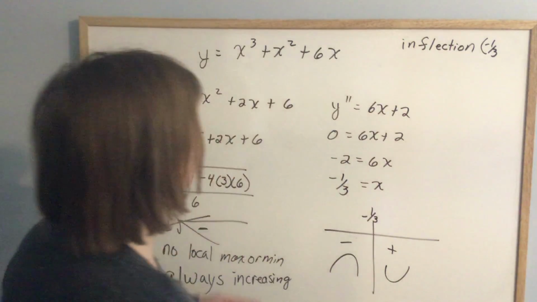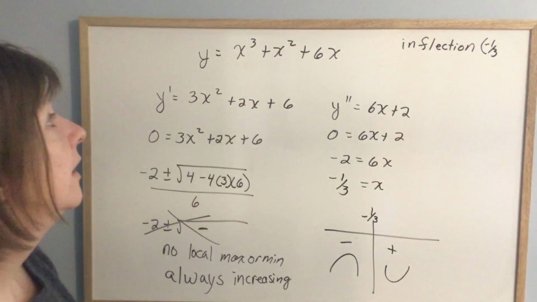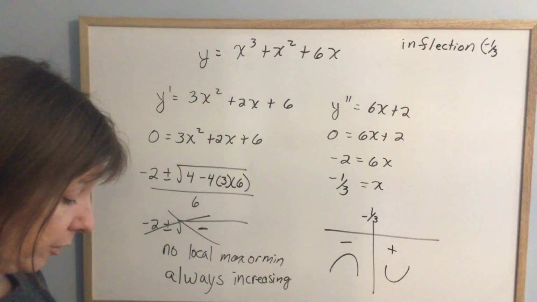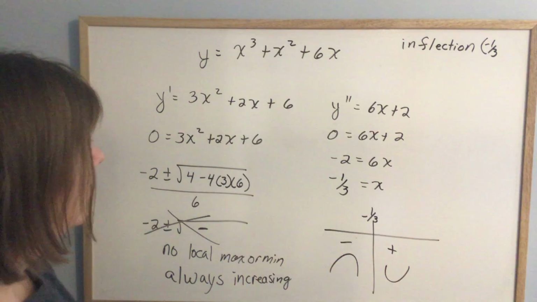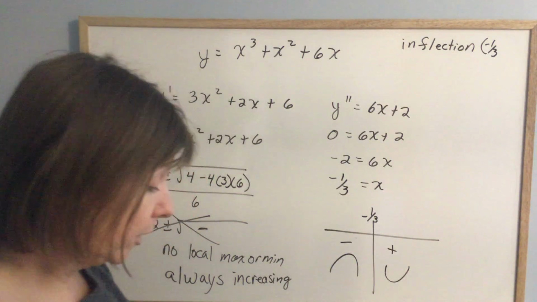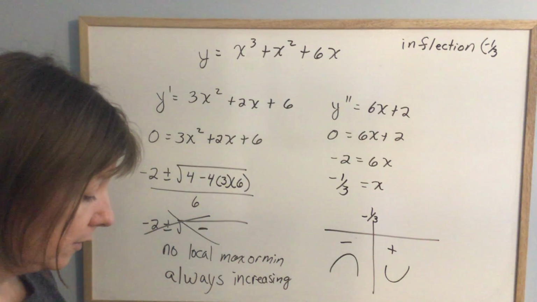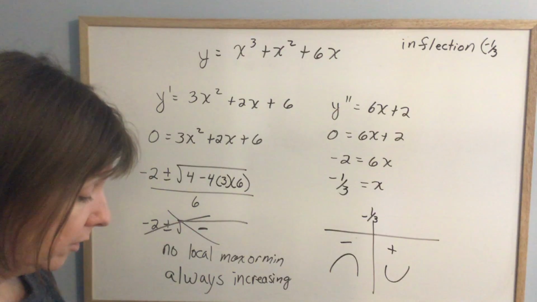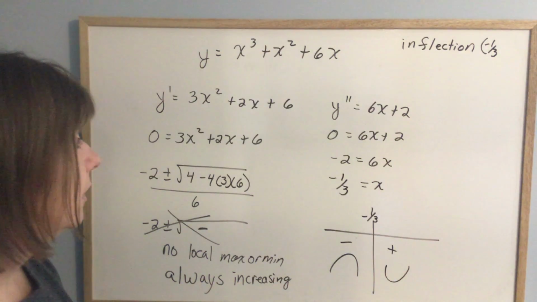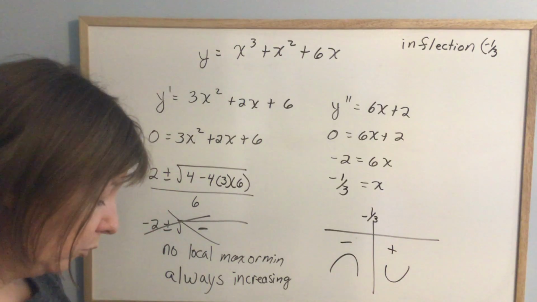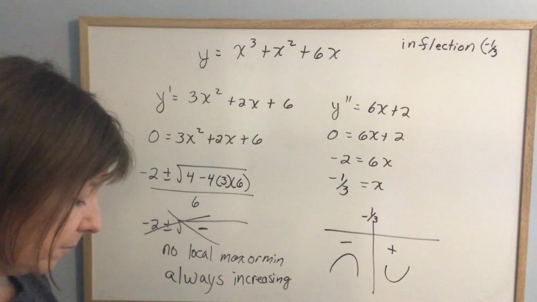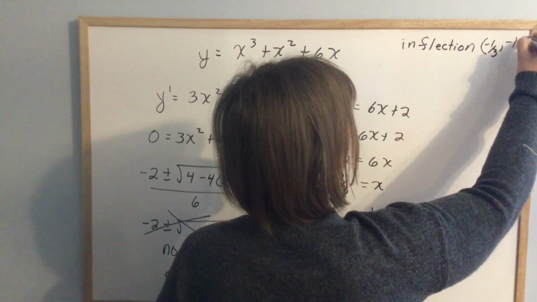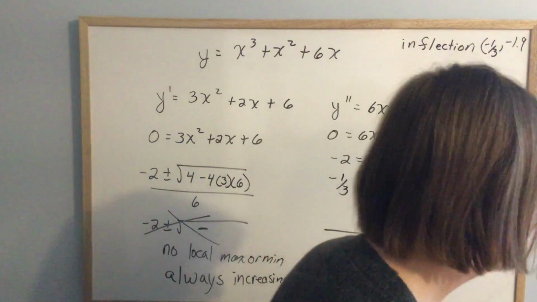So I need the y value for that. So I have to put that back into here. So negative 1/3 cubed is negative 1 over 27, plus negative 1/3 squared would be 1/9, so plus 1/9, plus 6 times negative 1/3 would actually be negative 2, so minus 2. So again, that ends up being a really disgusting fraction, but it's about negative 1.9. I just did that with my calculator.